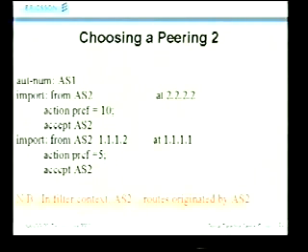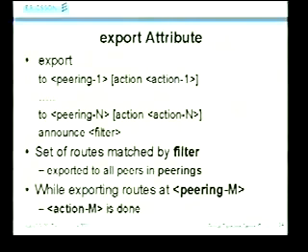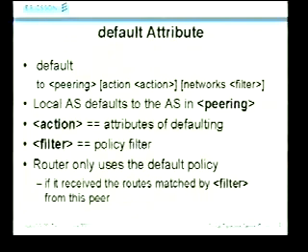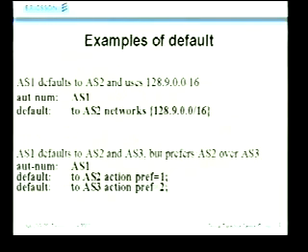Export. Okay, this is just the definition. And default. Okay, router uses a default policy if it receives the routes matched by filter from this peer. Okay? Examples of default. AS1 defaults to AS2 and uses 128.9.0.0/16. And AS1 defaults to AS2 and AS3, but prefers AS2 over AS3. I'll say a little bit more about actions later. This is just an example of default policy.